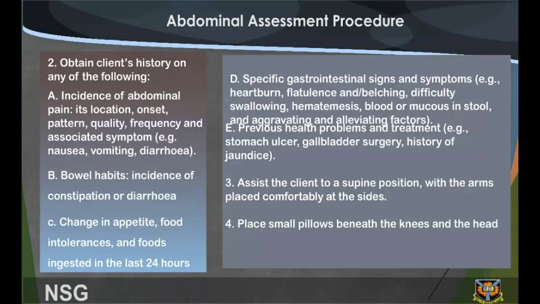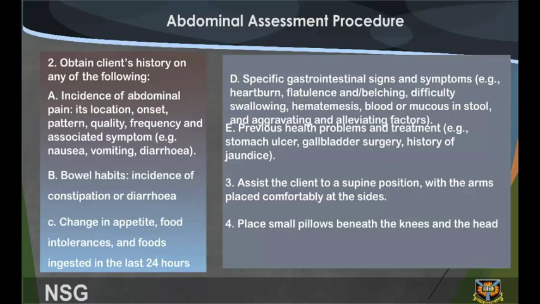Specific gastrointestinal signs and symptoms, for example, heartburn, flatulence and belching, difficulty swallowing, hematemesis, blood or mucus in stool, and aggravating and alleviating factors. Previous health problems and treatment, for example, stomach ulcer, gallbladder surgery, history of jaundice.